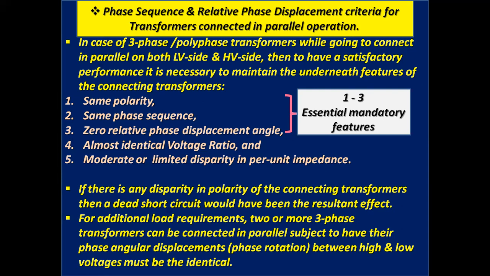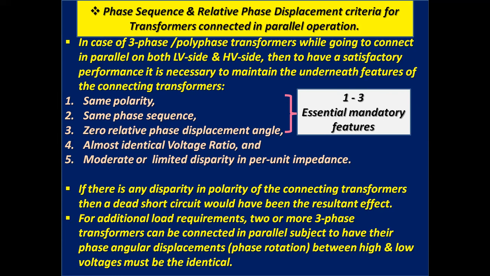One, same polarity. Number two, same phase sequence. Number three, zero relative phase displacement angle. Number four, almost identical voltage ratio. And number five, moderate or limited disparity in per unit impedance.